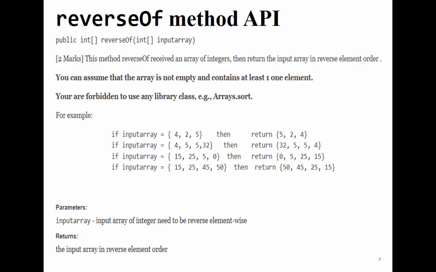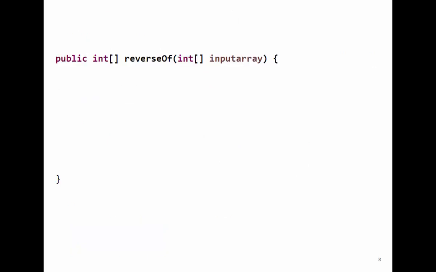One of the main things here: if you receive an array of 3 elements, you have to return an array of 3 elements. If you receive an array of 10 elements, you have to return an array of 10 elements, not an array with 3 elements. That is a violation for this method.